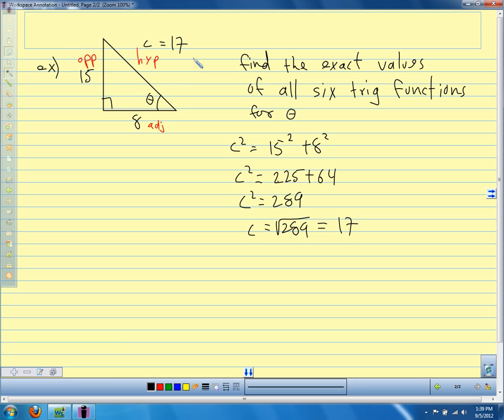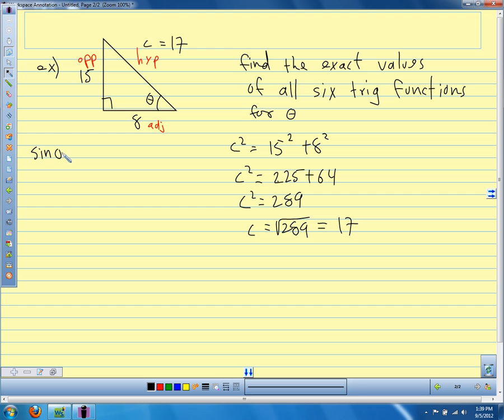Now we have all 3 of our sides. We can write all 6 of our trig functions. And when it says we want to write the exact value, what is it telling us? Leave it as a fraction. When it wants the exact value, leave it as a fraction. It doesn't want a decimal approximation. If the problem said, write the approximation of the 6 trig functions to 3 decimal places, then you would plug it in your calculator and write decimals. For this one, we want the exact value.